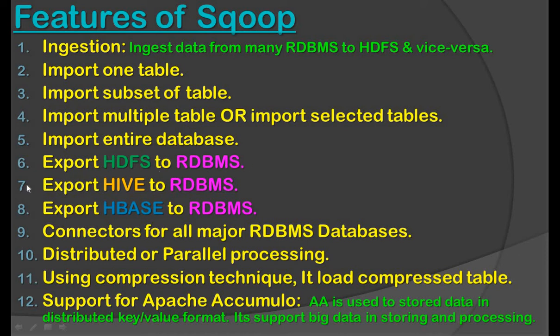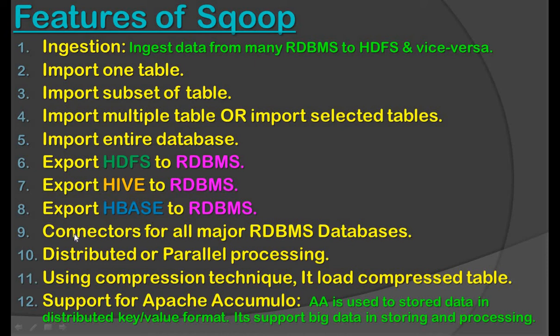And the seventh feature is Sqoop can export HIVE to RDBMS. It can export HBASE to RDBMS. It can import as well, from RDBMS to HIVE, and from RDBMS to HBASE as well. So let's see the ninth feature.